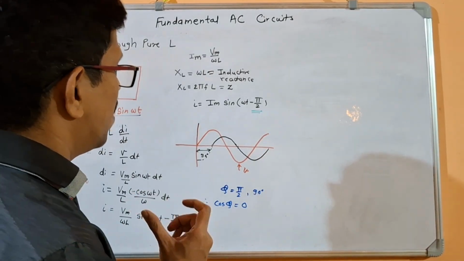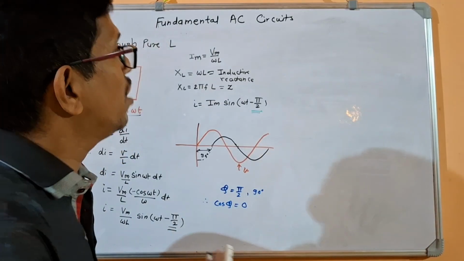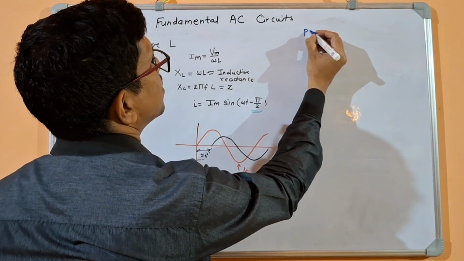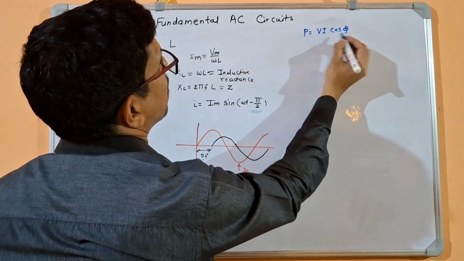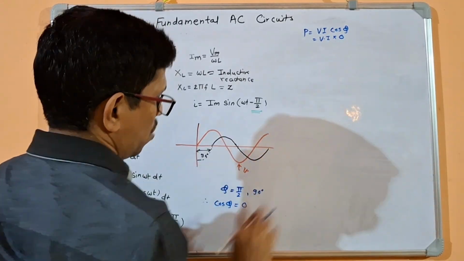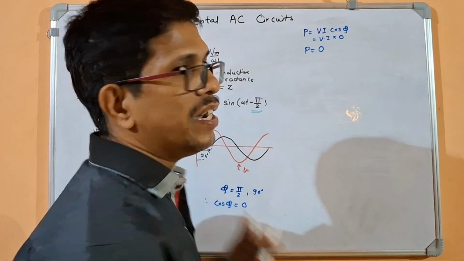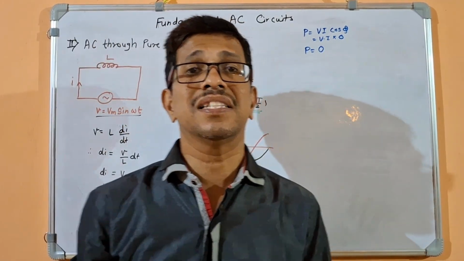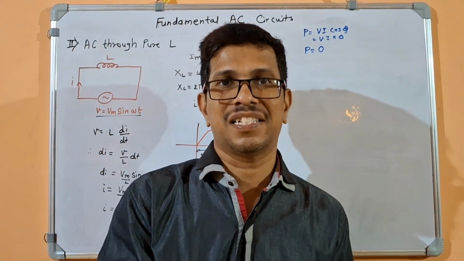Now we will find the power consumed by this inductive circuit. How can we find it? P is equal to VI cos phi, but cos phi is 0, so VI into 0, and that's why the power consumed by a pure inductive circuit is 0. That means an inductor will not consume any power like a resistance.